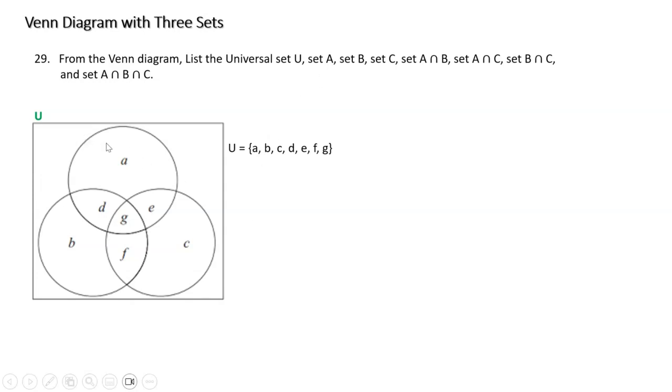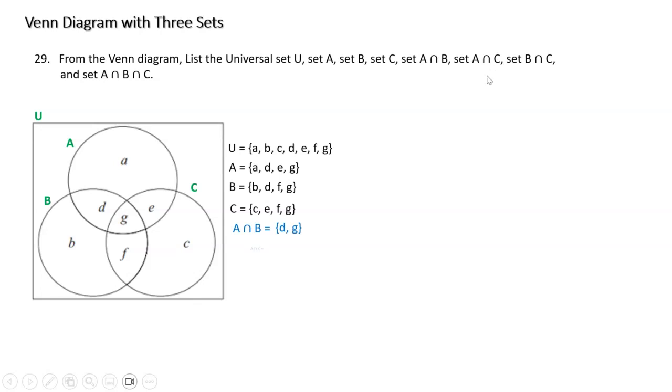Now for set A, let's call this set A here. Set A is going to be A, B, E, G. Set B is going to be B, D, F, G. All this is set B. For set C, we have C, E, F, G. That's my answer. Okay, now, intersection of A and B. So this is set A, and this is set B. Where do they intersect, or what do they have in common? The answer will be D and G.